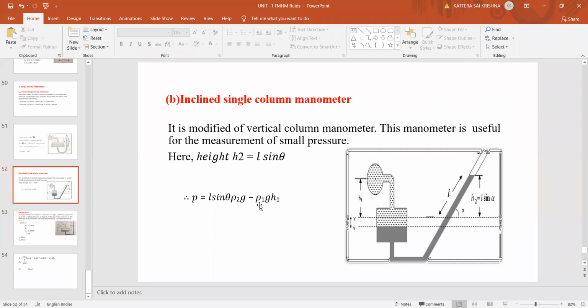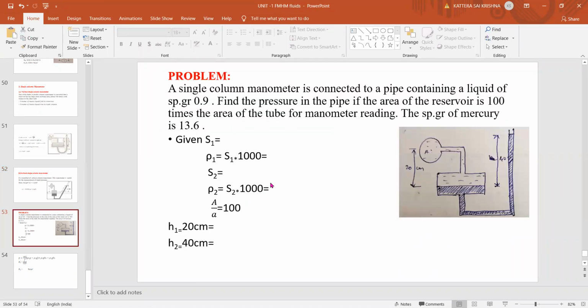Any doubt here? The last problem is there in this, then we can end this first unit. Okay, please copy this problem.